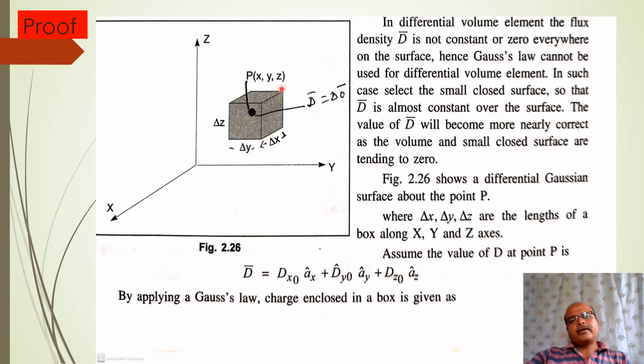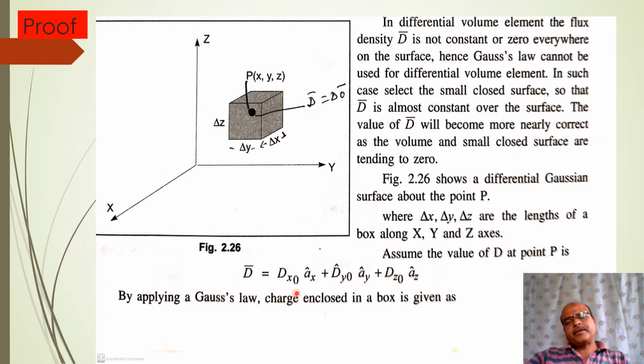Coordinates of point P in the Cartesian coordinate system are x, y, z, where del x, del y, del z are the lengths along x, y, and z direction. So this is del x, this is del y, and this height is del z. Assume the value of D at point P. The electric flux density at point P, or center point, we can represent as D0 bar, or D bar is equal to Dx0 ax cap plus Dy0 ay cap plus Dz0 az cap.